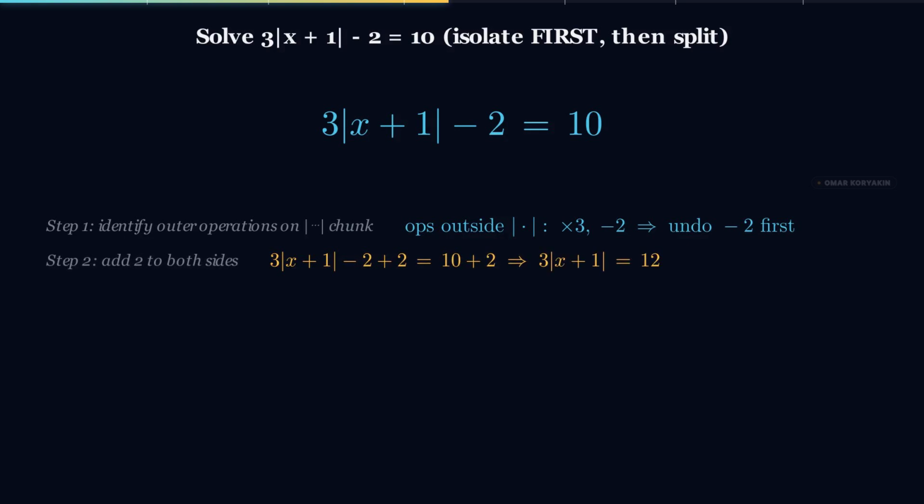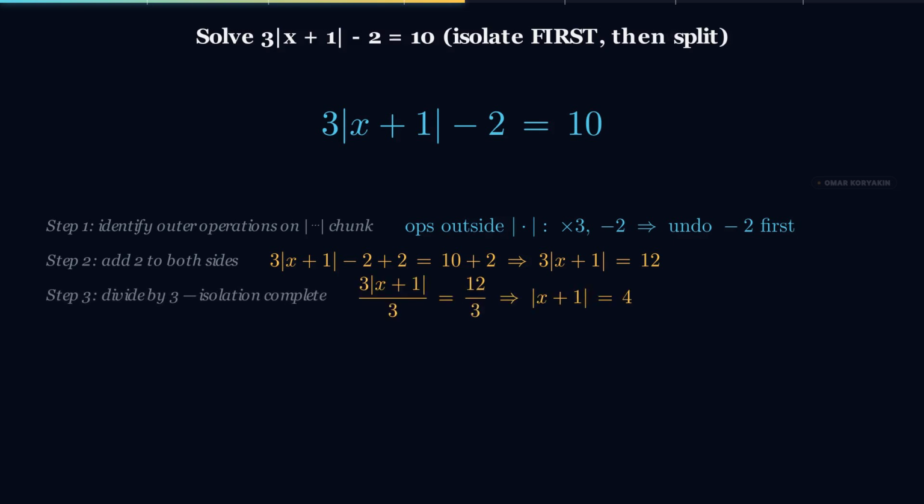The left side becomes 3 times the absolute value of x plus 1, minus 2, plus 2, which simplifies to 3 times the absolute value of x plus 1. The right side becomes 10 plus 2, which equals 12. The equation is now 3 times the absolute value of x plus 1 equals 12.